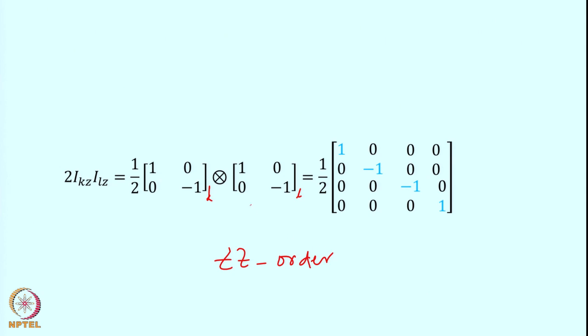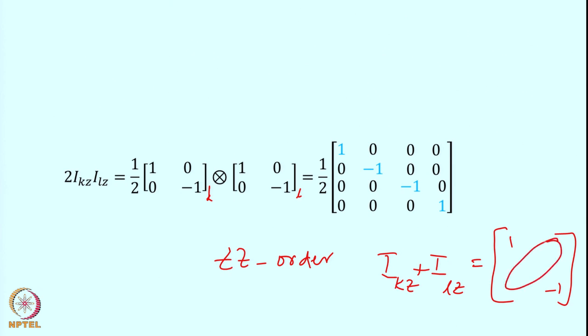Notice, while this has to do with the populations, this is not the Z magnetization of any particular spin. If you remember, for a 2 spin system, IKZ plus ILZ was the representation for the total Z magnetization, and this was simply 1 and minus 1 here, and all other elements were 0. So this was IKZ plus ILZ, representing the total population difference for the 2 spins, contributing to the total magnetization. But here there is some sort of correlation between the populations of the K and L spins, and therefore we call it ZZ order. This must be distinguished from the Z magnetization of the 2 spin system.